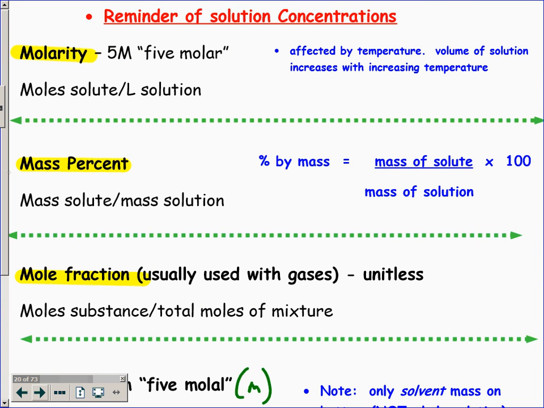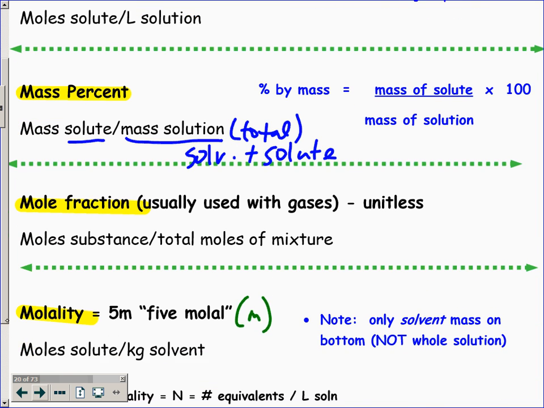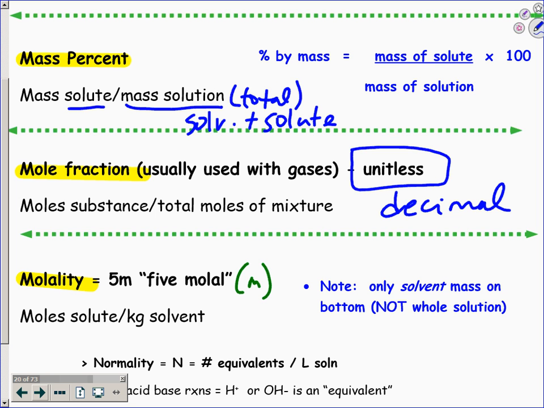Mass percent, just like any percent, is part over whole. If we're talking about solutions, it's mass of solute over total, and that would be solvent plus solute. And then mole fraction, do you guys remember this from gases? It's again part over whole. So mass percent is grams over total grams, where mole fraction is moles over total moles. The moles of the substance you're interested in will be on top. We do not multiply that by 100. It's unitless, and it's usually a decimal, and that's fine. Mass percent we do multiply by 100 to give it a percent look.